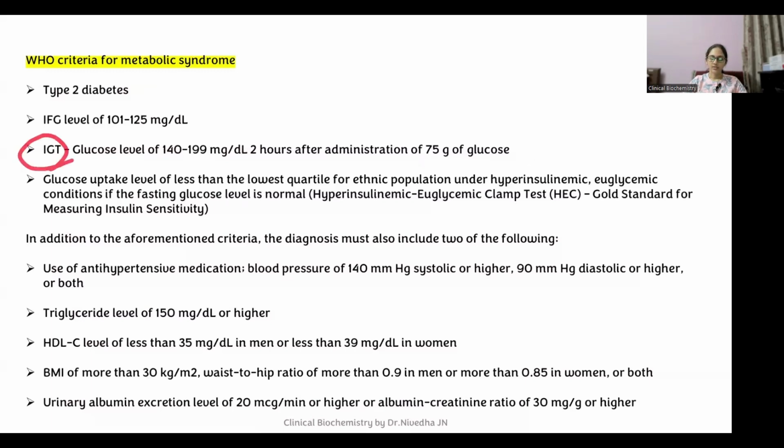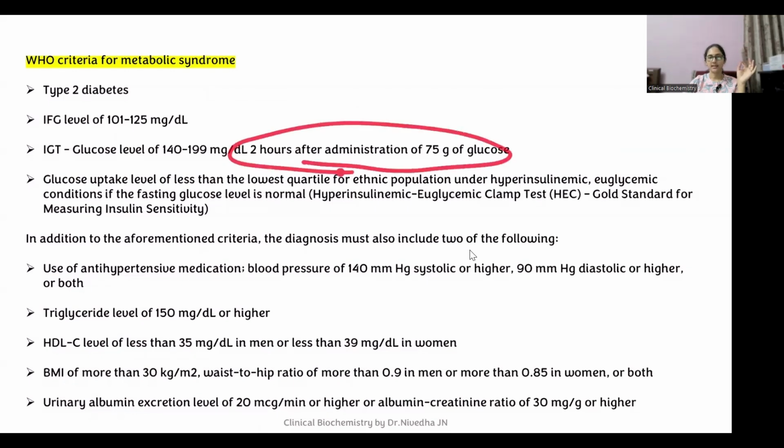So impaired glucose tolerance is when the glucose level is 140 to 199 milligram per deciliter postprandial, so 2 hours after giving 75 grams. Yes. So type 2 diabetes, then impaired fasting level of 101 to 125 milligram per deciliter. Then impaired glucose tolerance also, that is postprandial, 2 hours after administration. Then you have glucose uptake below the lowest quartile of the ethnic population under hyperinsulinemic euglycemic conditions if the fasting glucose level is normal.